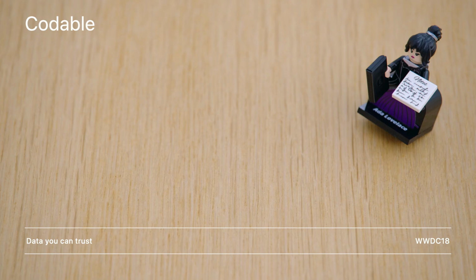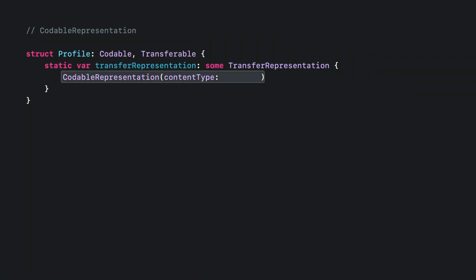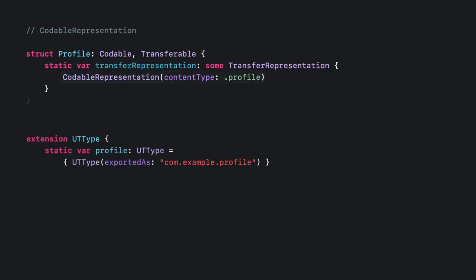Back to our profile. The only thing Codable requires is knowing the desired content type. Since this is going to be a custom format, we will use a custom declared uniform type identifier. After adding the profile content type, we're good to go. Profile now conforms to Transferable.